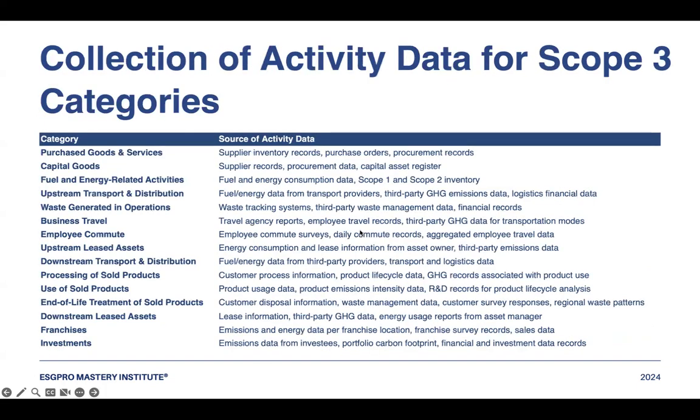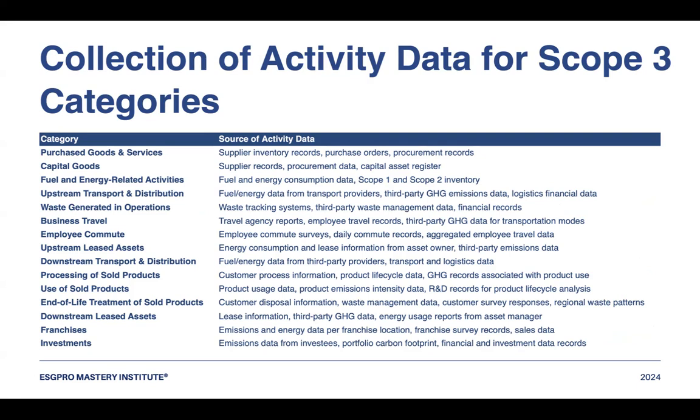Now, for collection of activity data for a scope, you have to understand what the sources are, right? For each of these categories, what kind of source we will be talking about. Once the emission source is there, then we will do the calculation in the next step, that is how you will apply the emission factors to this emission source data, and then you get the GHG inventory, right?